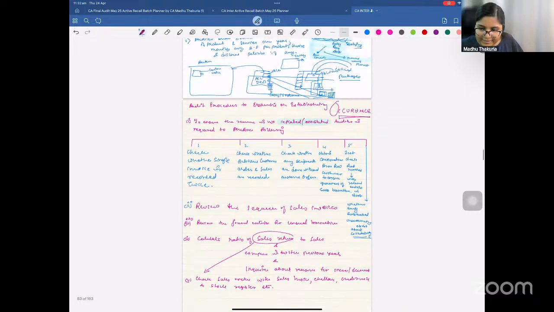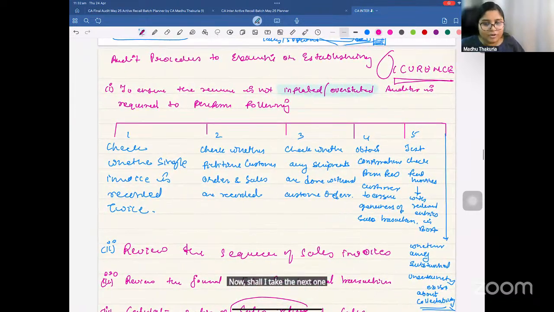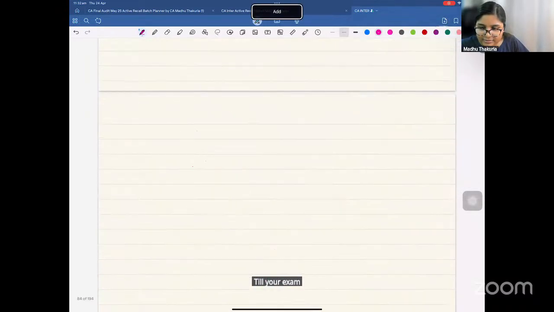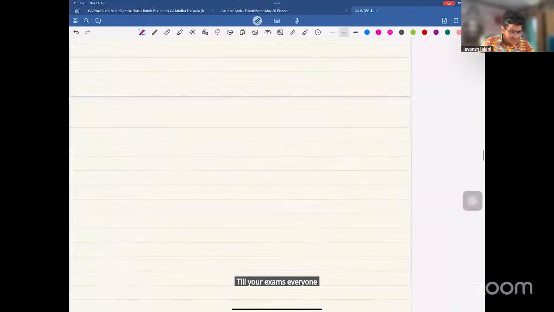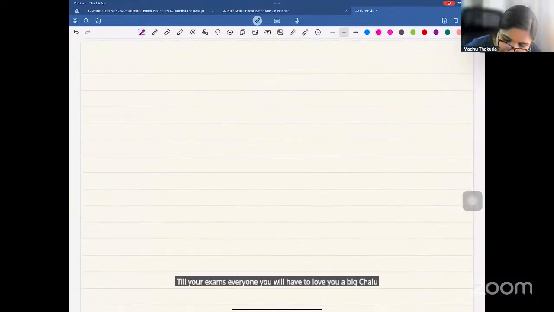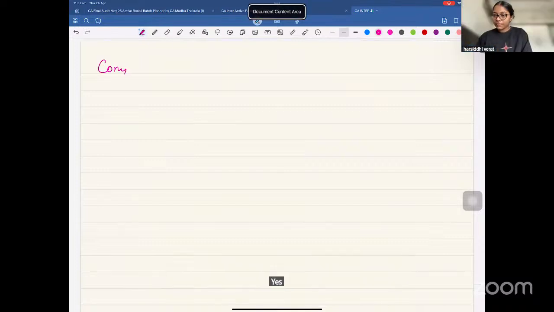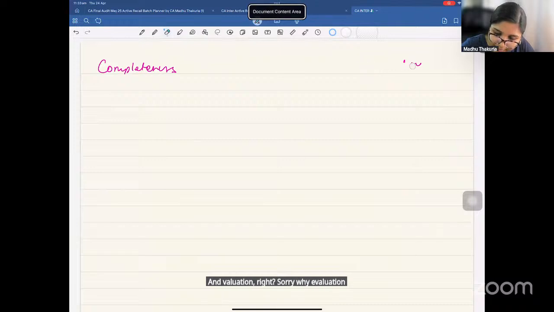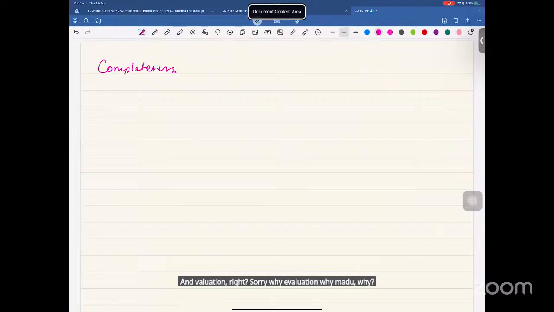Now, shall I take the next one? Guys, will you be able to remember all of this till your exams? Everyone? Yes, sir. You will have to now. Chalo. Can we do completeness? Yes, ma'am. And valuation, right? Sorry, why valuation? Why, Madhu? Measurement.